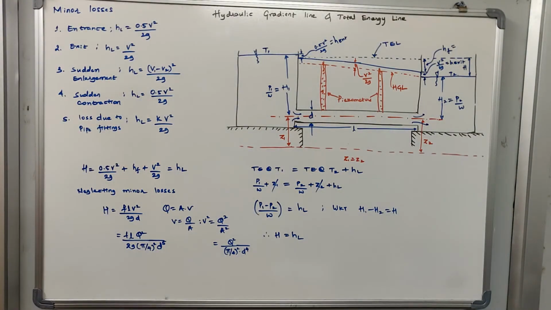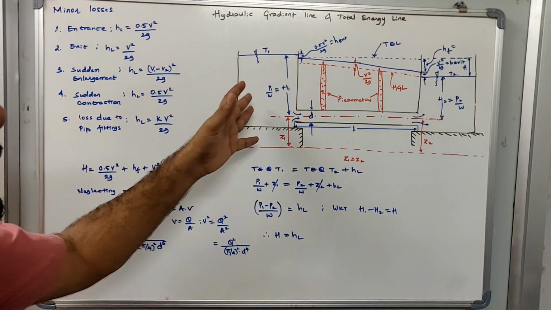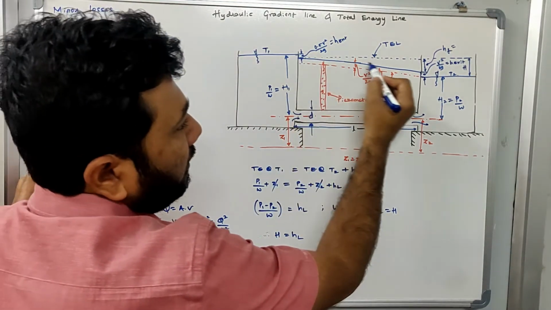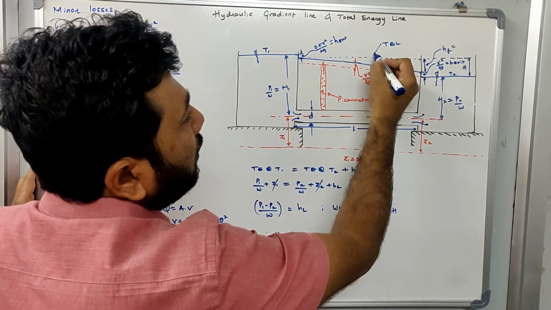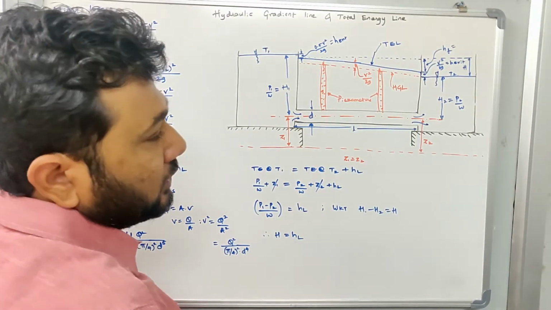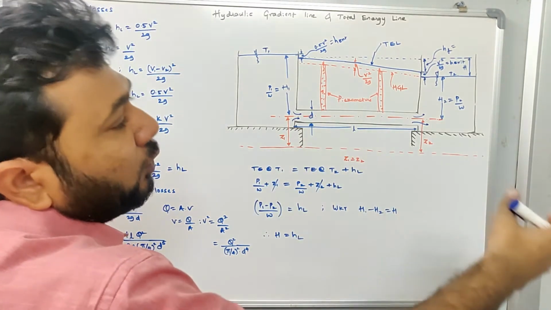So this is how we will try to interpret the energy that is changing, the energy that is getting reduced in the flow of water. Now once we understood, the line that I have drawn here will be called as total energy line. Okay, so it is a graphical representation of change of total energy with respect to the flow of water.